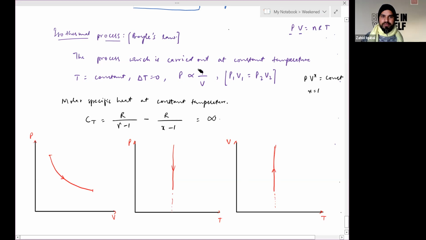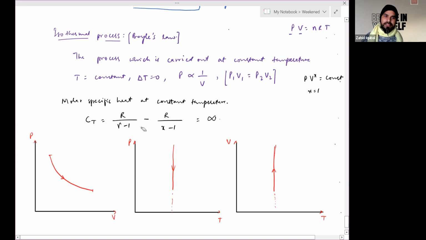Since we have pressure versus volume related like this, pressure is inversely proportional to volume. So for this inverse relation, the graph will be a rectangular hyperbola like this. If volume is increasing, pressure must be decreasing, and if volume is decreasing, pressure must be increasing, or vice versa. So the curve related to this will be a rectangular hyperbola.